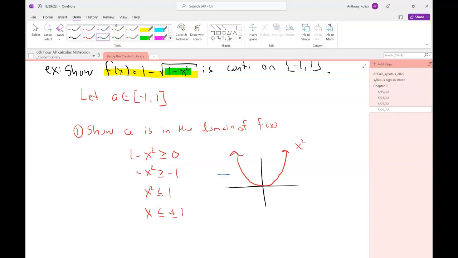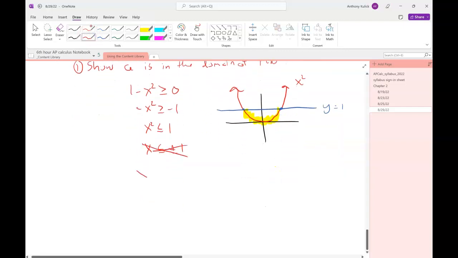And we have the y coordinate 1. So we're looking for the values of x that are less than 1. Well, that should be x is less than or equal to 1, or x is greater than or equal to negative 1. I should say and, excuse me. Everybody agree? And that is exactly the interval that they gave us to look at.